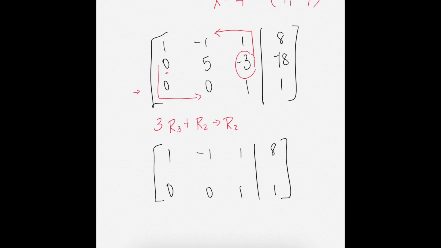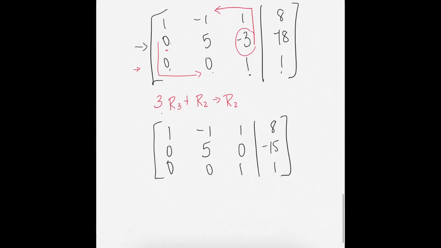I'm going to rewrite row 3 because I'm not changing it at all. So row 2 is changing. So 3 times 0 plus 0 is 0. 3 times 0 plus 5 is 5. 3 times 1 plus negative 3 is 0. 3 times 1 is 3. 3 plus negative 18 is negative 15.